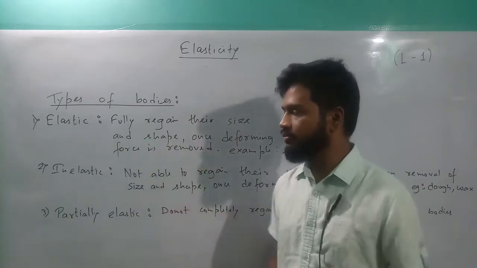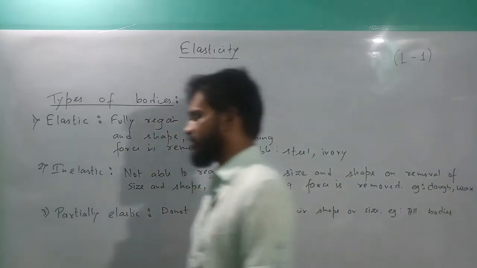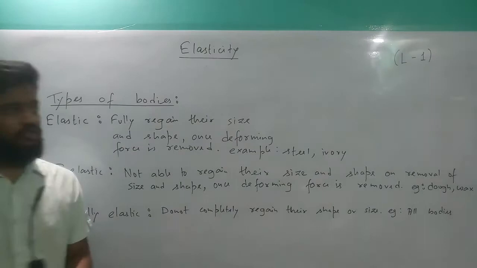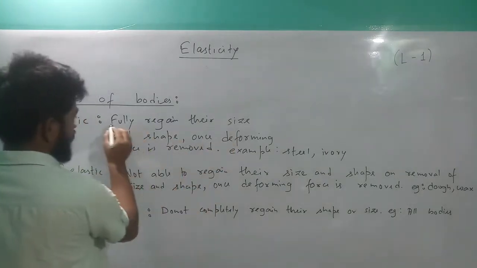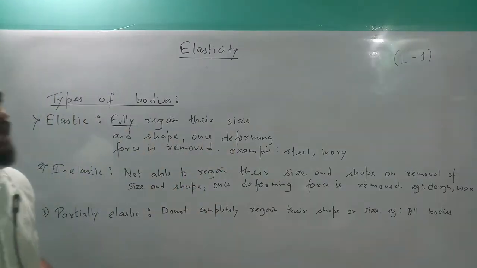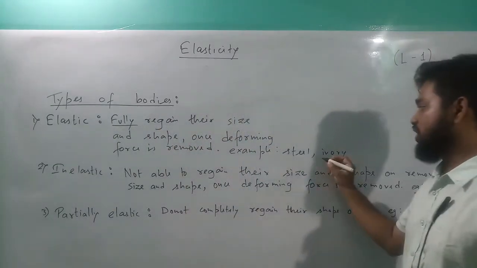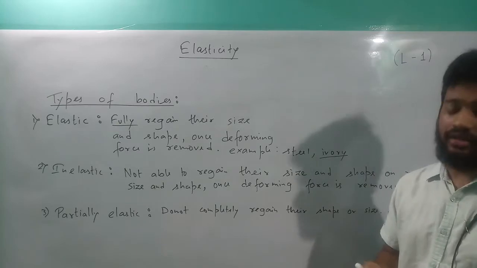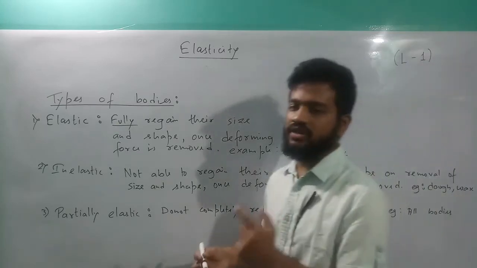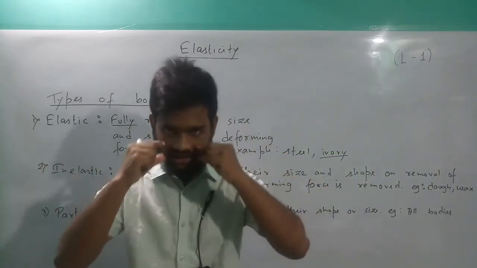The first is elastic body. They fully regain their size and shape once the deforming force is removed. Example, I've already shown you the steel scale, and another example is ivory. Now you must be wondering what ivory is. Have you seen? Obviously, you have seen the tusk of an elephant.